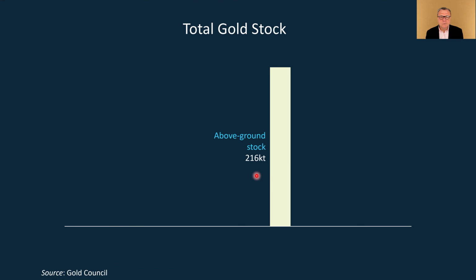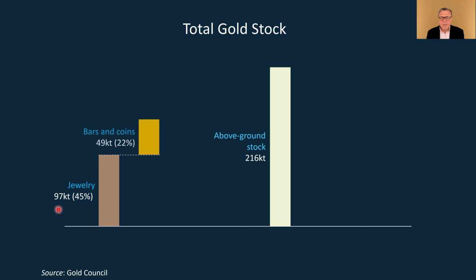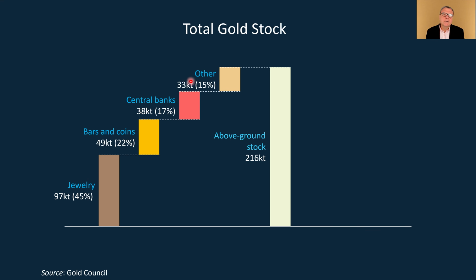And we can see that that's 216,000 tonnes. Almost all the gold ever mined is still with us. And 100,000 tonnes is in jewelry. 50,000 tonnes is in bars and coins owned by investors outside of central banks. 40,000 tonnes in central banks. And then 33,000 tonnes other, in ornaments, monuments, industrial processes and the like.